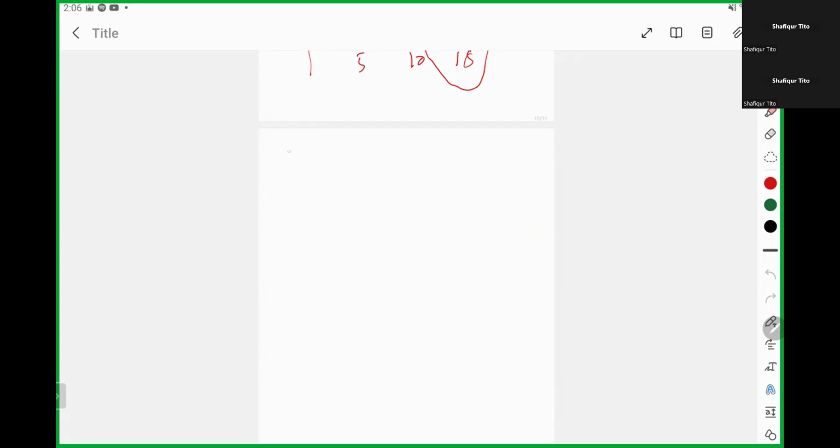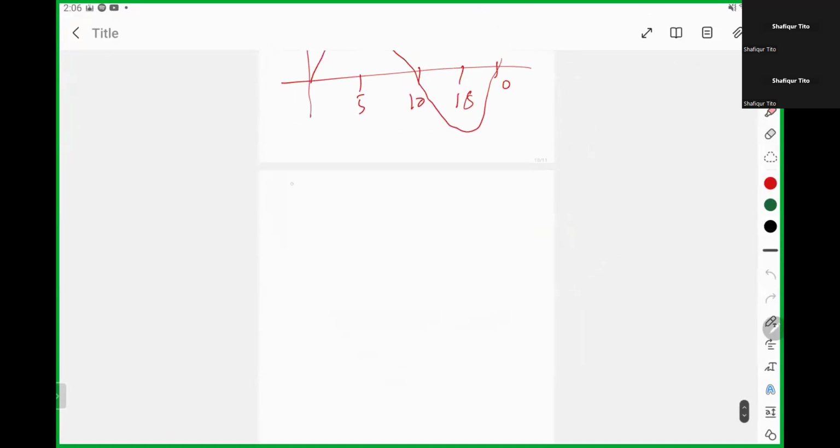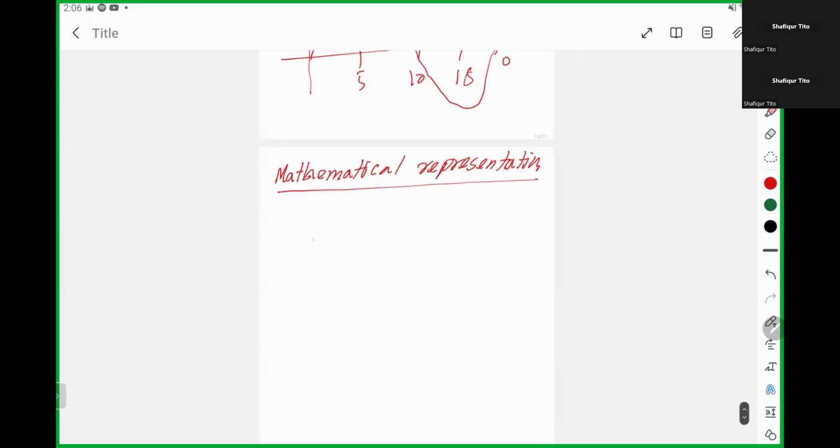So in order to represent a sinusoid, mathematical representation. So in order to mathematically represent, I need two quantities. This is similar to a vector, magnitude and direction.